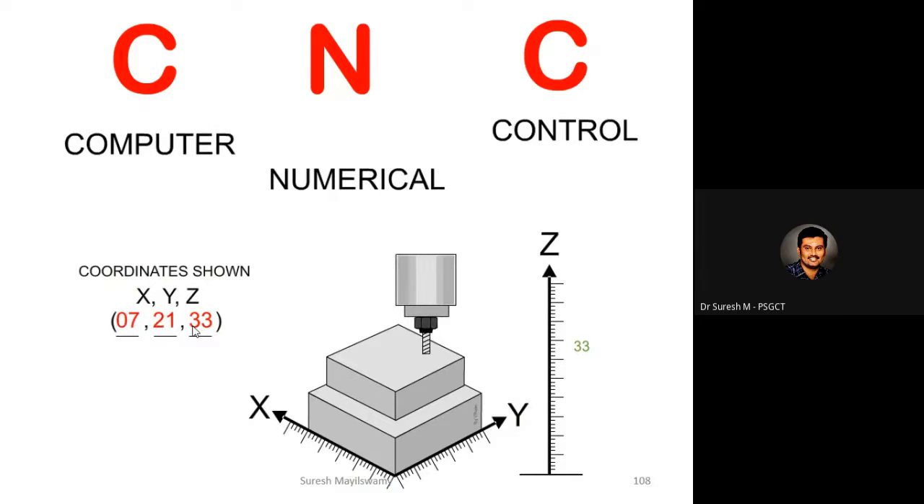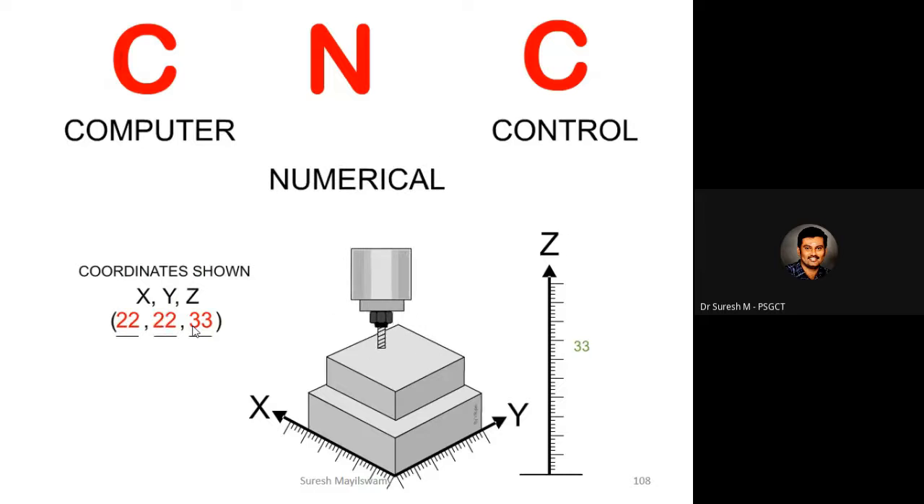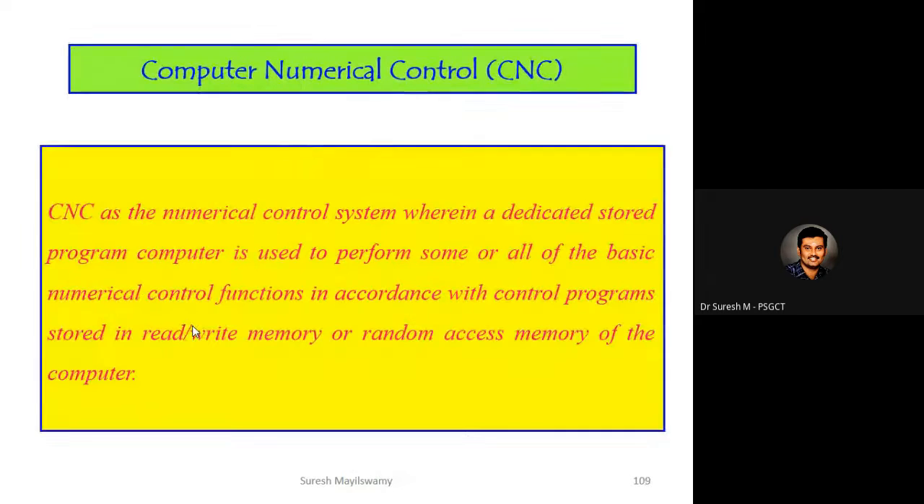And this is the computer numerical control definition. CNC is a numerical control system wherein a dedicated stored program computer is used to perform some or all of the basic numerical control functions in accordance with the control program stored in the read and write memory. As I told earlier, a CNC machine tool has a part program. That part program is alphanumeric data, and this alphanumeric data is used to control the entire machine tool in CNC machines.